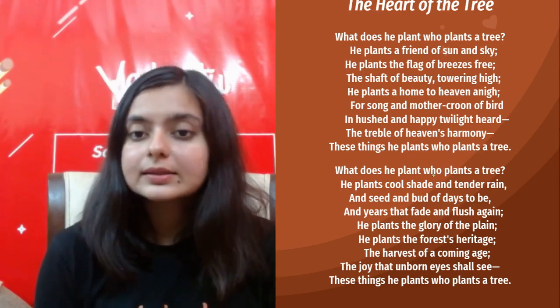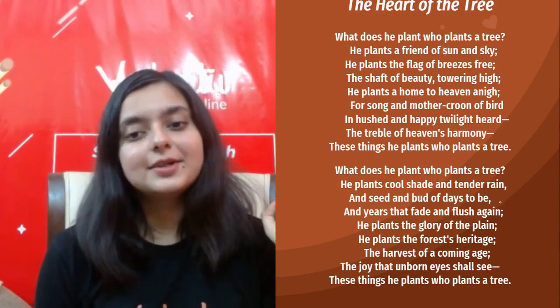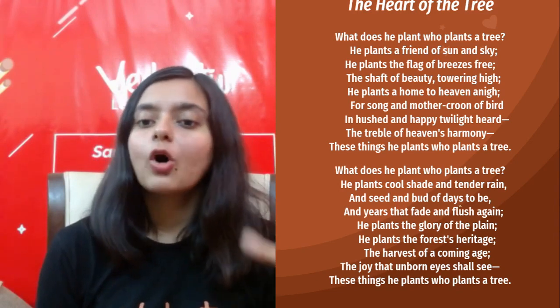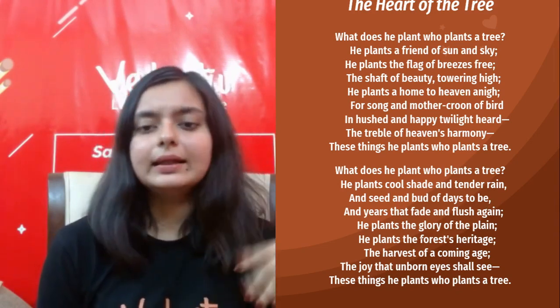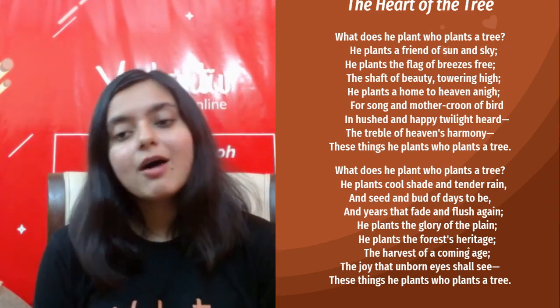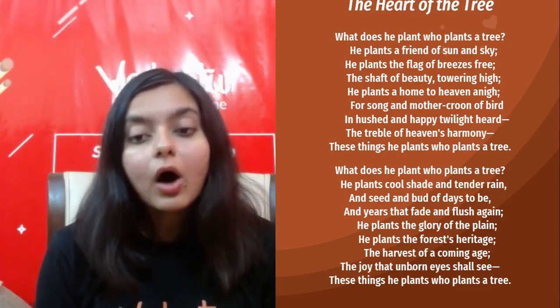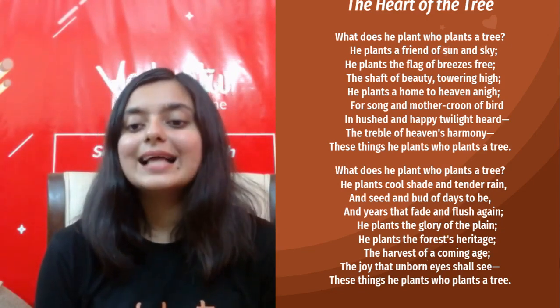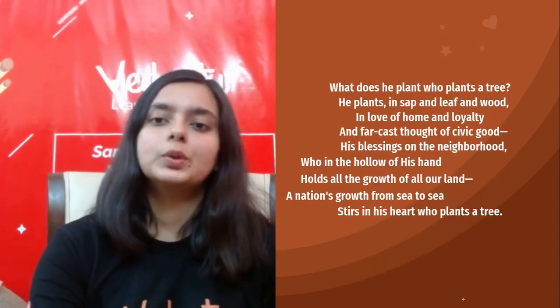What does he plant who plants a tree? He plants cool shade and tender rain, and seed and bud of days to be, and years that fade and flush again. He plants the glory of the plain, he plants the forest's heritage, the harvest of a coming age, the joy that unborn eyes shall see. These things he plants who plants a tree.